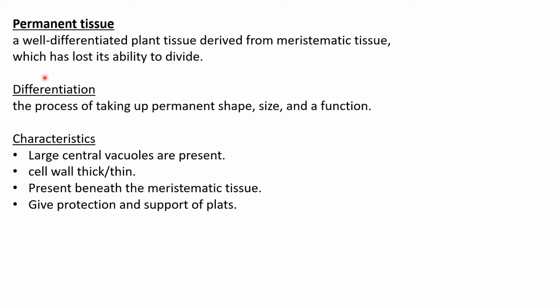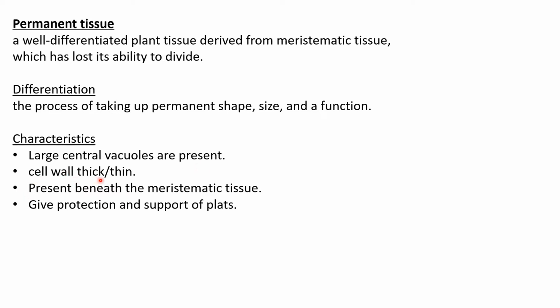Now we'll see what are the characteristics of permanent tissue. Large central vacuoles are present. In meristematic tissue, we saw a lack of vacuoles, as the vacuoles are the storage part of a cell. The permanent tissues have lost their ability to divide, so here vacuoles are necessary. So large central vacuoles are present.